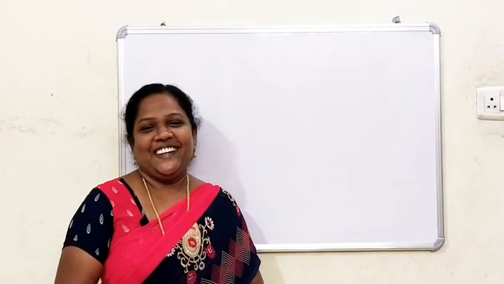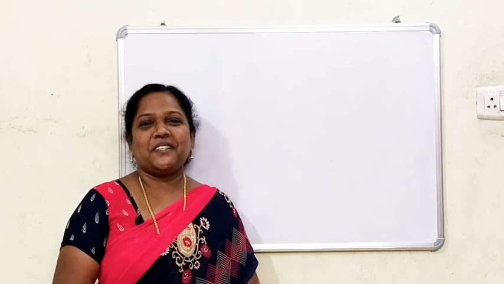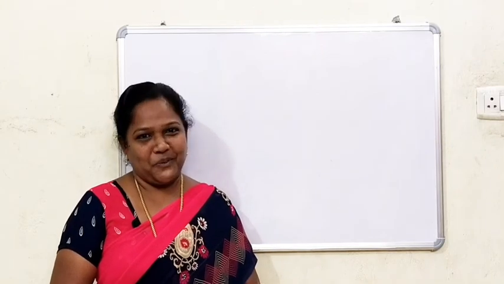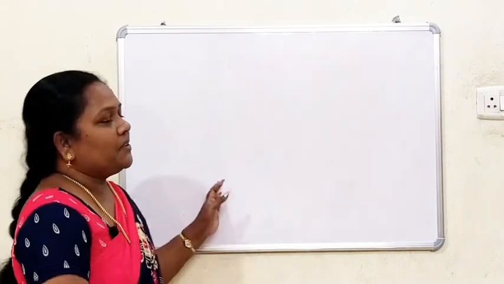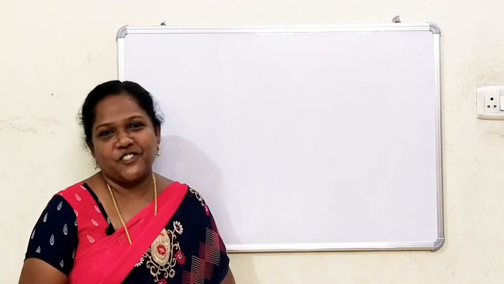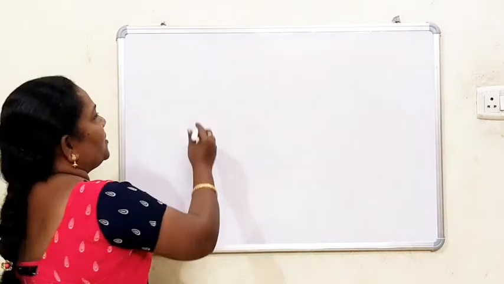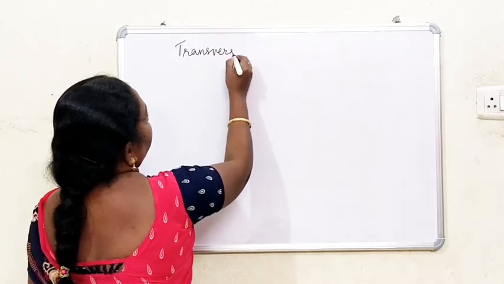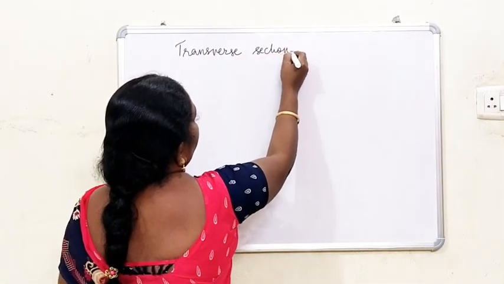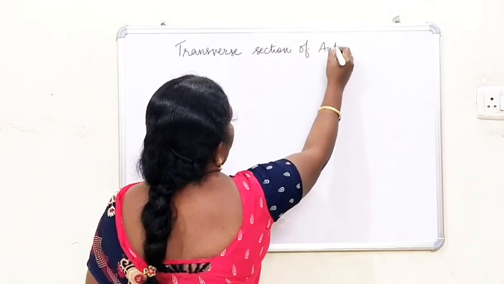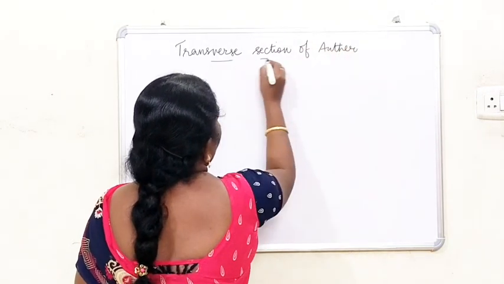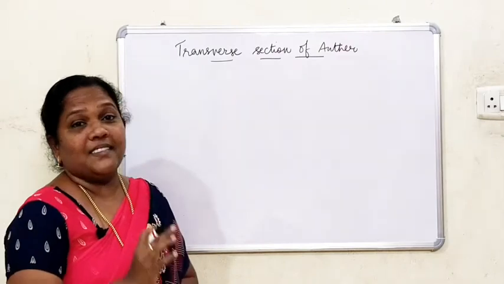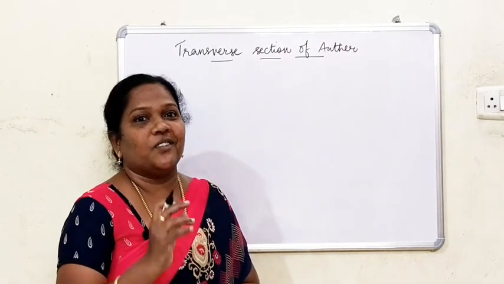Hello everyone. Let us continue with the chapter Sexual Reproduction in Flowering Plants, Part 2. Now we are going to study the internal structure of the anther. When you look at the transverse section of the anther, the anther is a four-sided tetragonal structure.